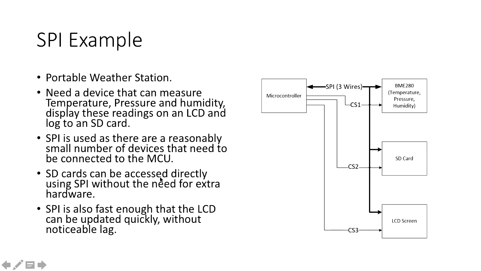SD cards can be accessed directly using SPI without the need for extra hardware. SPI is also fast enough that the LCD can be updated quickly without noticeable lag. So here you are connecting only a limited number of devices with SPI. Always remember, limited number. If you have so many sensors, you can't use SPI.